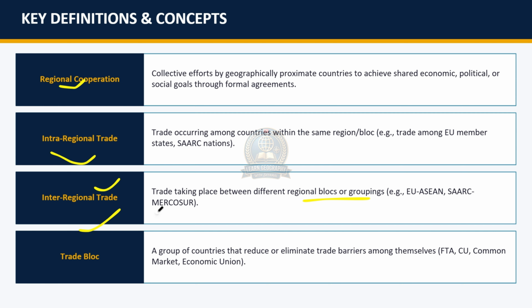Trade bloc means a group of countries that reduce or eliminate trade barriers among themselves: FTA, CU, Common Market, Economic Union. Okay, these are some key definitions and concepts.